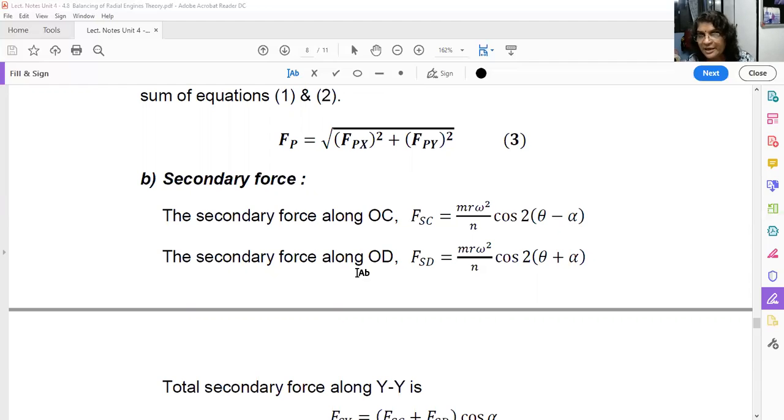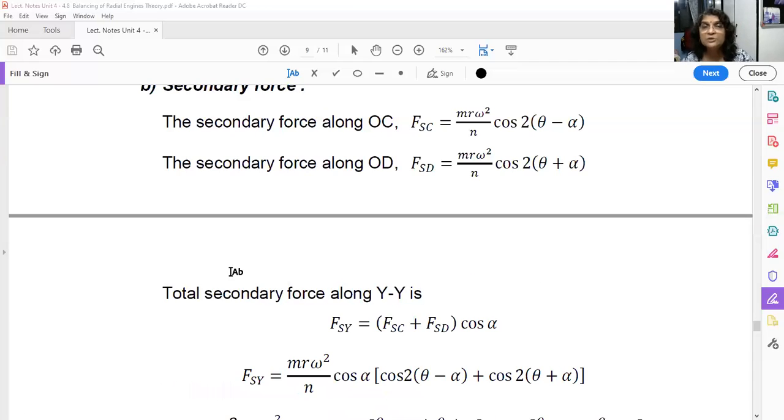And for cylinder D, the secondary force along the line of stroke will be FSD, that is the secondary force for cylinder D. It will be mr omega square upon n into cos, not cos theta, it is cos 2 theta plus alpha. Why 2? Because for the secondary crank, you know, the angle is double. So it is cos 2 theta minus alpha, cos 2 theta plus alpha. Okay. Now take the total secondary force along the YY axis.